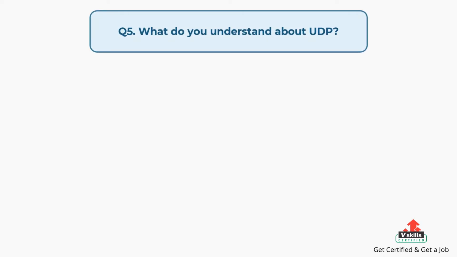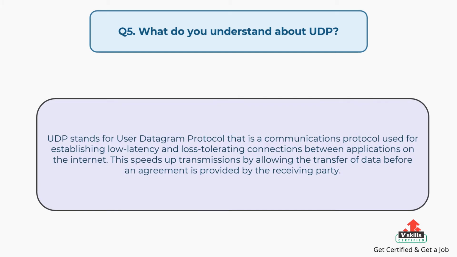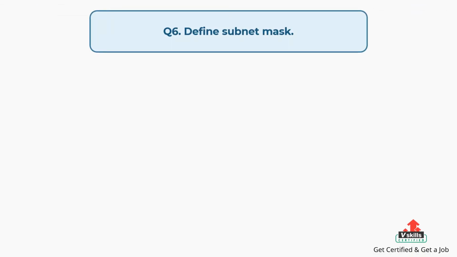The answer is, UDP stands for User Datagram Protocol, that is a communications protocol used for establishing low latency and loss-tolerating connections between applications on the Internet. This speeds up transmissions by allowing the transfer of data before an agreement is provided by the receiving party. Question number 6. Define subnet mask.